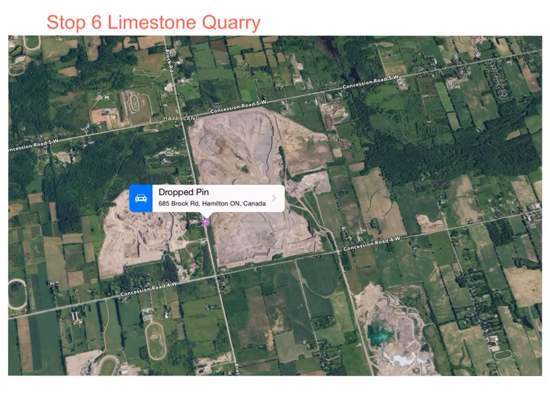Stop number 6 is at a limestone quarry. Now this is not a natural landform, but it is human activity utilizing the resources of these landforms in this area, which are a part of the Niagara Escarpment.